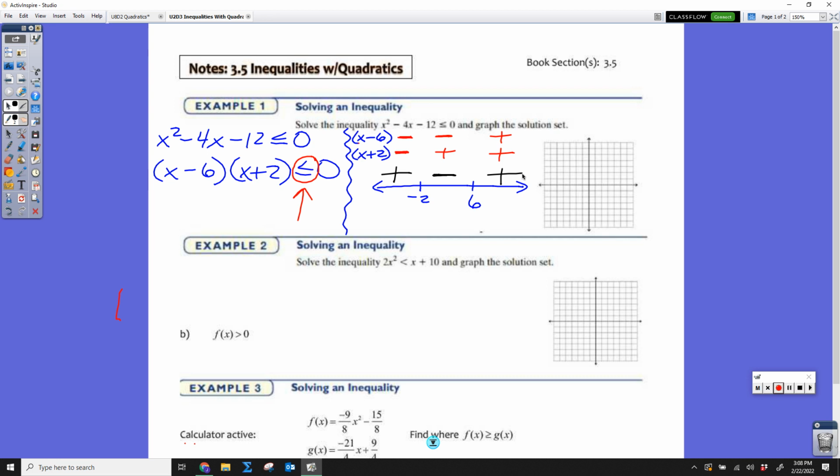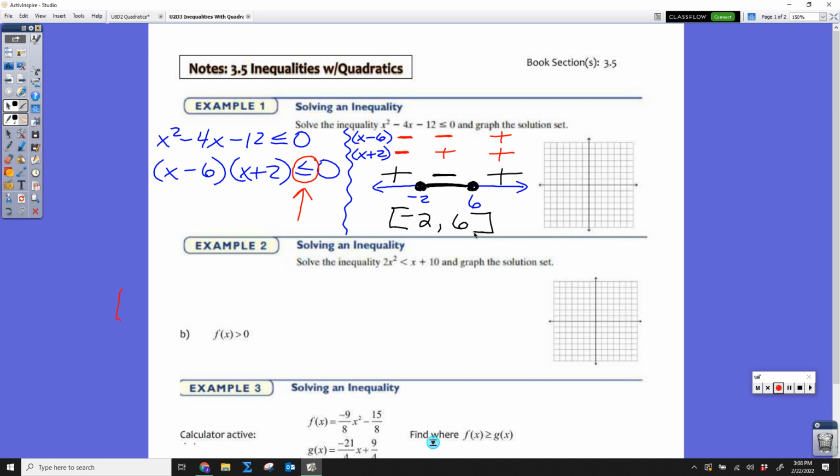We're looking for the one that is less than or equal to 0. Where's that happening? Between negative 2 and 6, and since it's equal to, inclusive, we're going to have closed circles right here to include the negative 2 and 6. Everything in there is our answer. So what we would write in interval notation is a bracket, negative 2 to 6. Those are our solutions. All those values would satisfy this inequality.